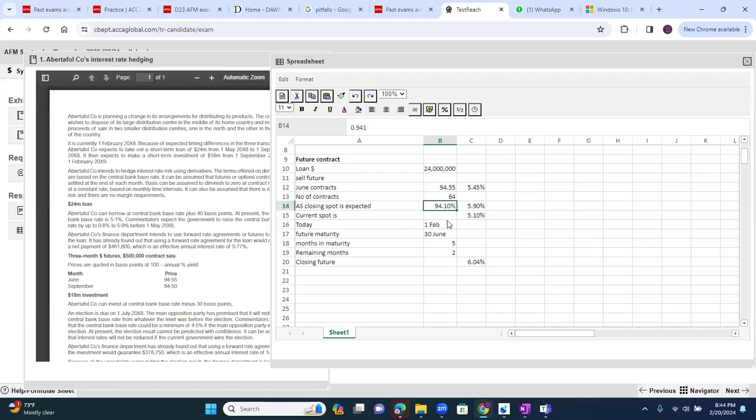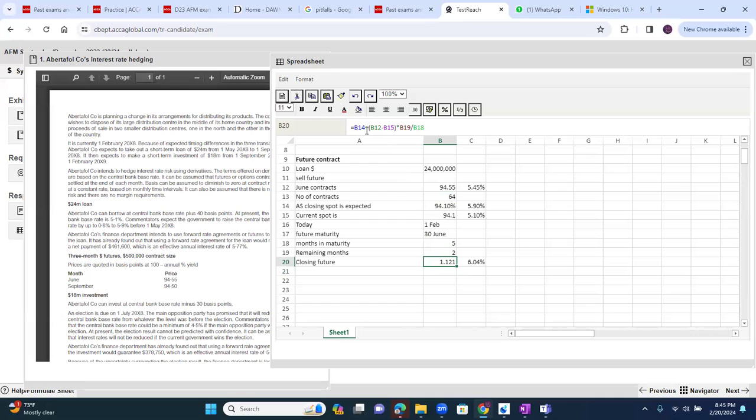The percentage sign is permanent. This is not a percentage, but the system is not accepting it, so I'm writing it this way: 94.10. And you can calculate directly in this way: closing spot plus opening future minus current spot, into remaining months divided by total months.